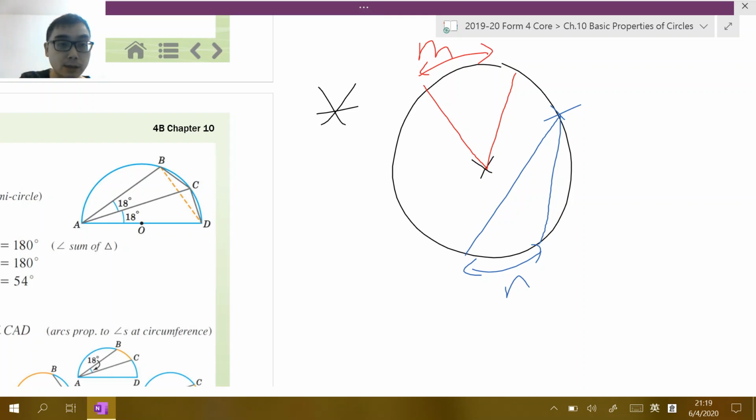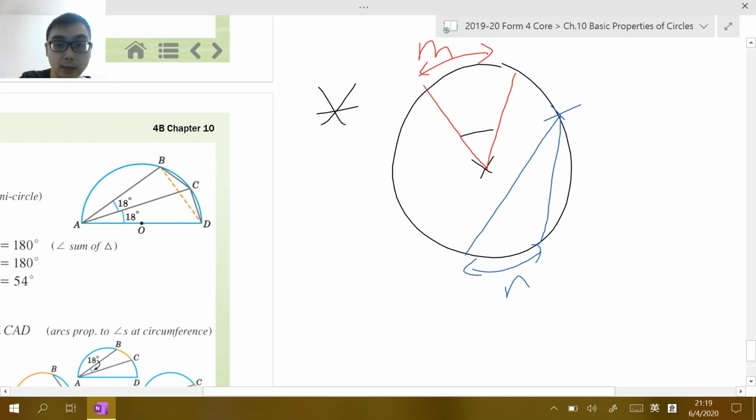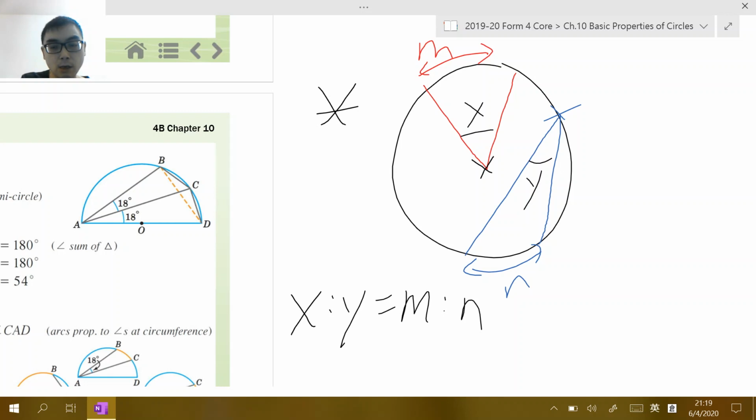For example, I give these angles names. I say this one is x and this one is y. So don't just think, oh, Mr. Wong, can I just say x to y equals m to n? No, because they are not pointing towards the same point. We cannot just say they are in proportion in this way, because when we say proportion, you should have the same point here.